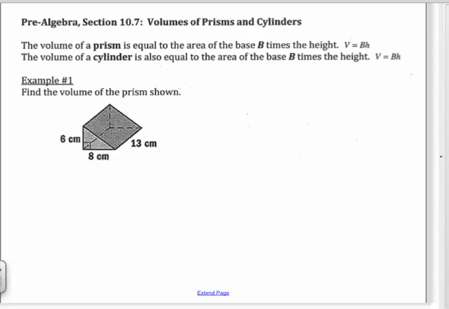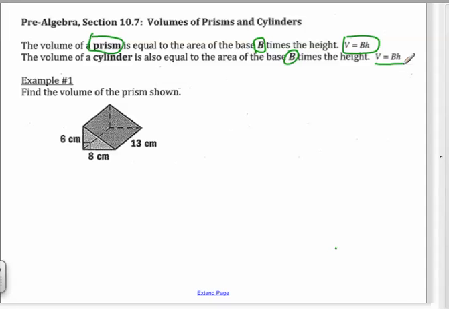Okay, gentlemen, volumes of prisms and cylinders. It says the volume of a prism right here is equal to the area of the base. That's what capital B stands for. The area of the base times the height. The volume of the cylinder is also equal to the area of the base times the height. So with cylinders and prisms, we just need to find the area of the base and then multiply by the height. This is easy stuff.